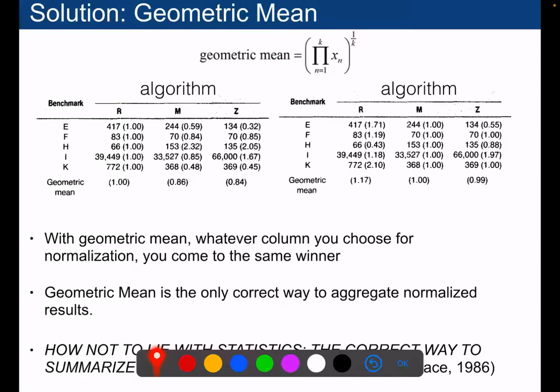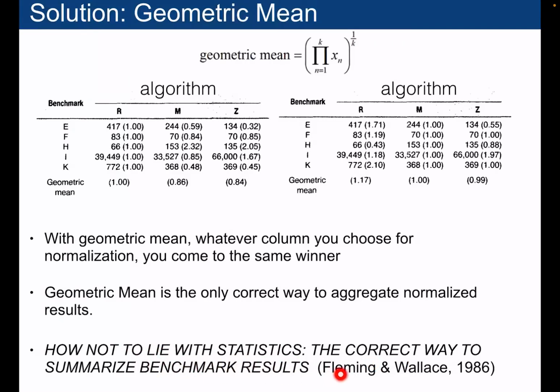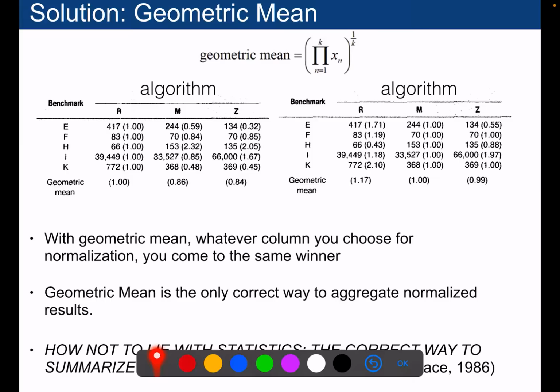So be very careful if you take the arithmetic mean of normalized results. You might reach the wrong conclusion, so use the geometric mean instead if you want to do that. One paper explained this very well. It's called How Not to Lie with Statistics: the Correct Way to Summarize Benchmark Results. That's a very interesting paper where they explain that you should prefer the geometric mean.